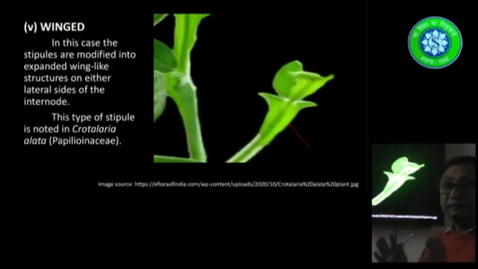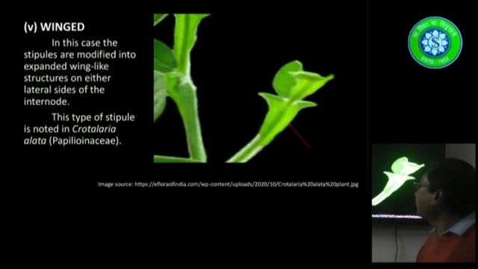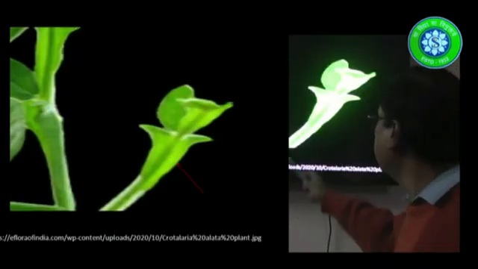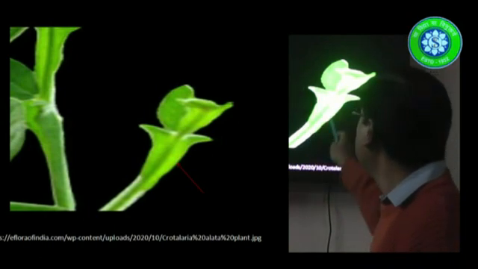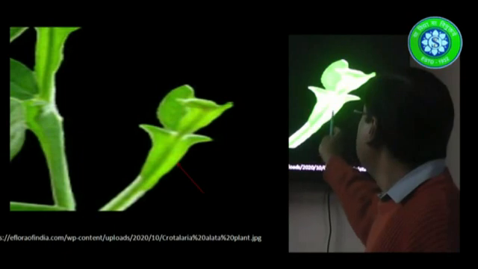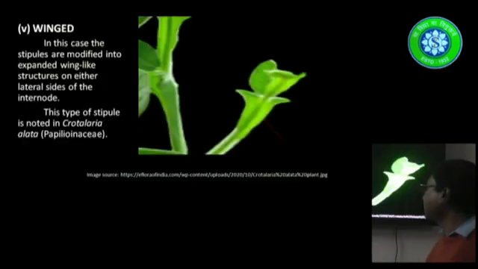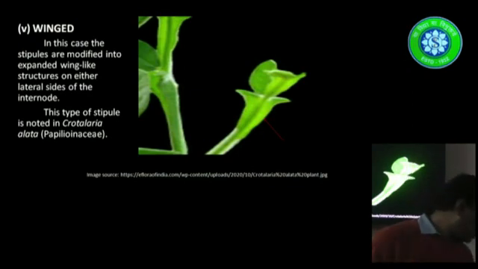Finally, the fifth type of modified stipule is the wing stipule. In this case, the stipules are modified into expanded wing-like structures on either lateral side of the internode. As you can see here, they have formed the wing-like structures on either lateral side of the internode. This type of stipule is noted in Crotalaria alata of the Papilionaceae family.